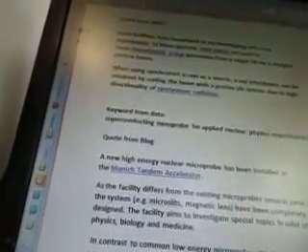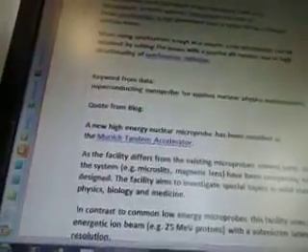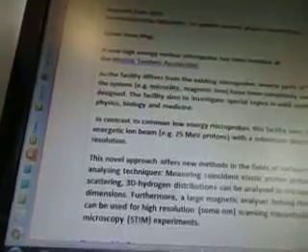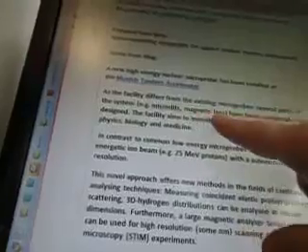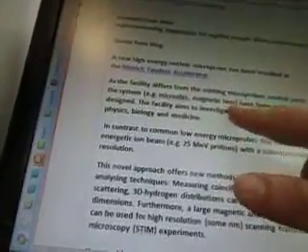Keyword from data is superconducting nanoprobe for applied nuclear physics experiments. And quote from the blog. A new high-energy nuclear microprobe has been installed at the Munich Tandem Accelerator. As the facility differs from the existing microprobes, several parts of the system, microslits, magnetic lens, there's keywords there, magnetic, and lens, we were talking about mirrors, right, have been completely newly designed.